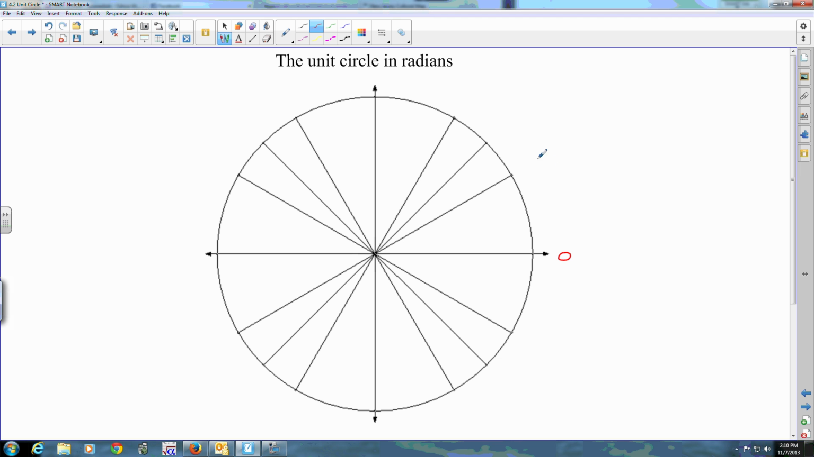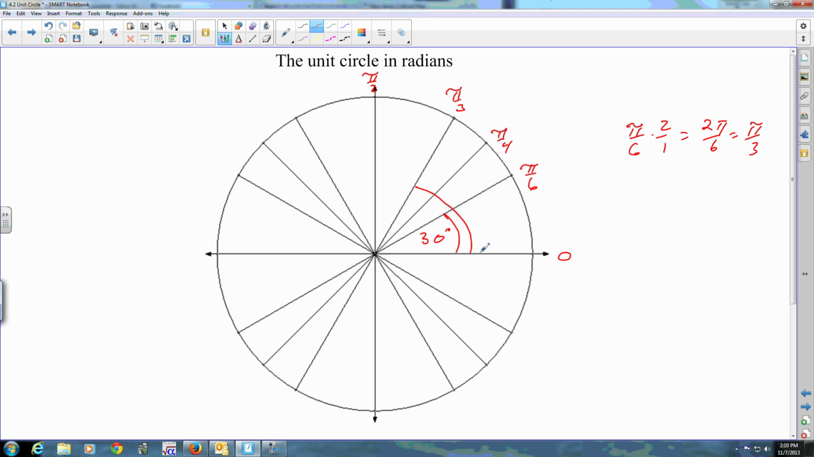The first angle is 0. Second one is pi over 6. And pi over 4. Now, slowing down, looking at this, this is 30 degrees. 30 degrees is here. 60 degrees is there. Isn't 60 double 30? So if this is 30, and I double it, you get pi over 3.